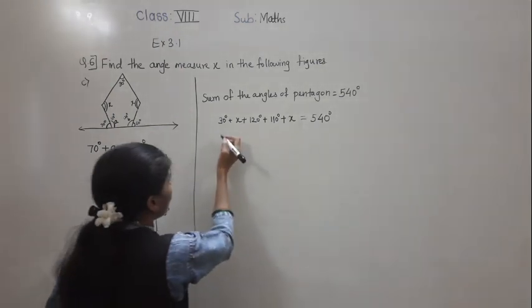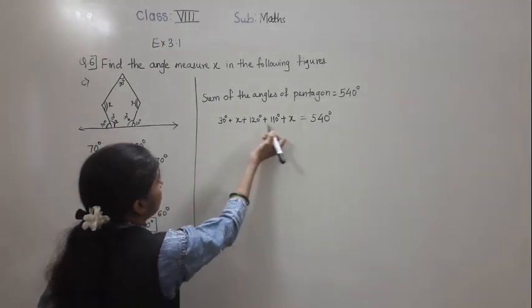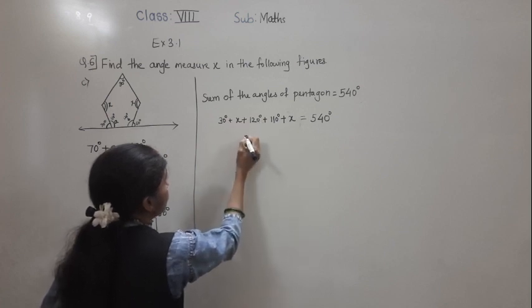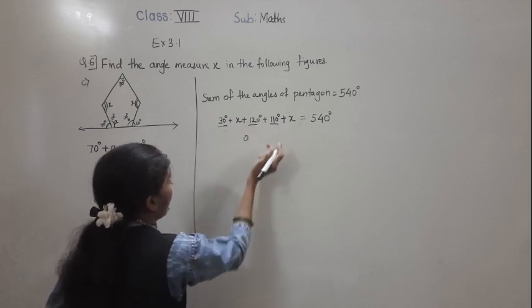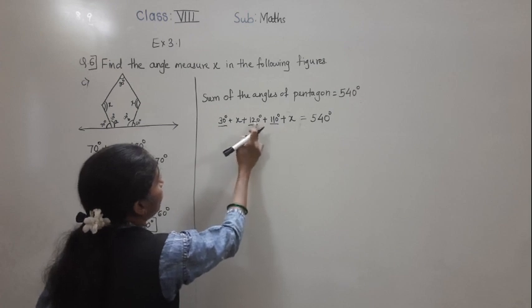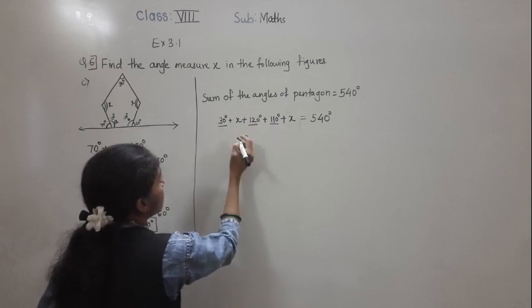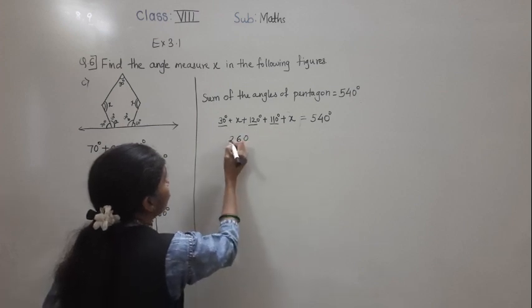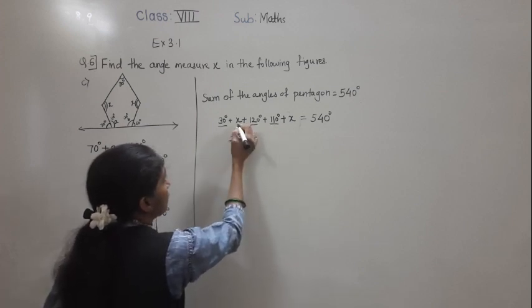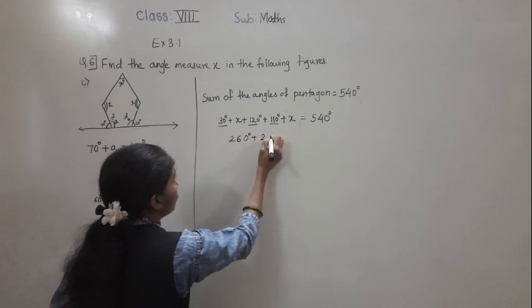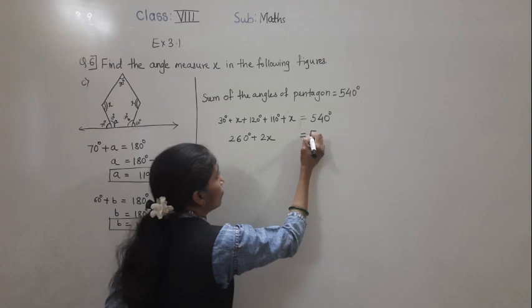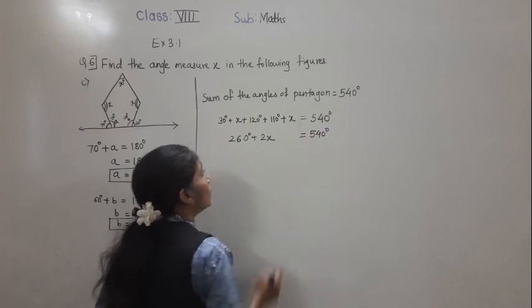Okay. So now add these angles first. See, 120 plus 0 plus 0, 0. This will add. Then 1 plus 2, 3; 3 plus 3, 6. Okay. Then this is 260 degrees, plus this x plus this x, 2x. Okay. So now after that, what we will do is equal to 540 degrees.